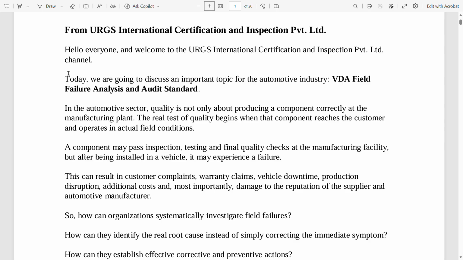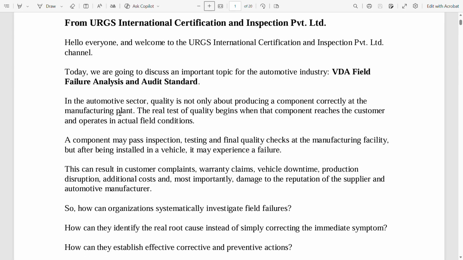A component may pass inspection, testing, and final quality checks at the manufacturing facility, but after being installed in a vehicle, it may experience a failure. This can result in customer complaints, warranty claims, vehicle downtime, production disruption, additional costs, and most importantly, damage to the reputation of the supplier and automotive manufacturer.